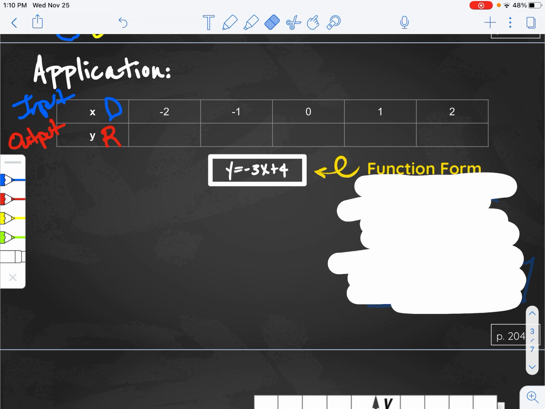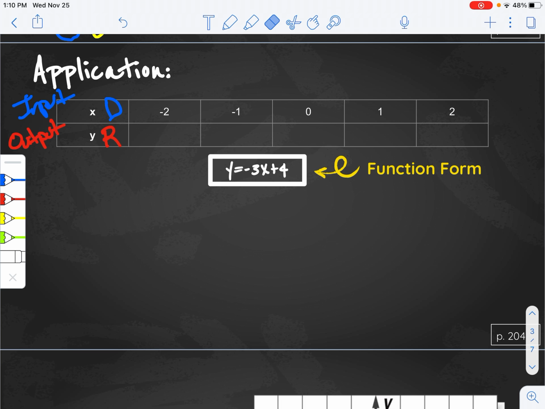But we don't have to worry about solving or getting y on its own because it's already in function form for us. On a side note, you will have to get some equations in function form in your homework. So that side note that I just wrote is pretty important to keep in mind.